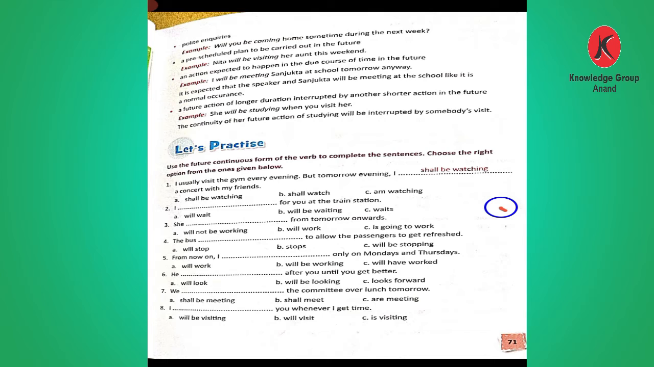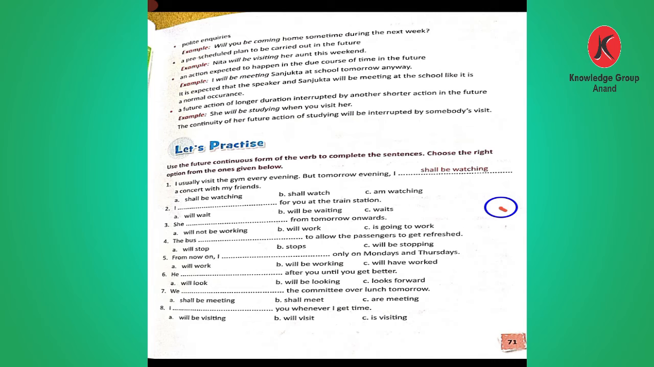Dear students, can you guess the right answer here? So the right answer here is option B, will be waiting. Number 3, she dash from tomorrow onwards. Will not be working, will work, or is going to work. So she will not be working, negative sentence. She will not be working from tomorrow onwards. The bus dash to allow the passengers to get refreshed. So the bus will be stopping to allow the passengers to get refreshed.